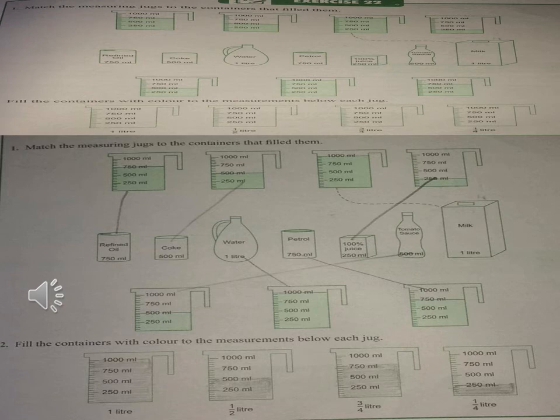Now second sum, you have to color the containers to show the measurement. First is 1 liter, that we have to color up to 1000 ml. Half liter means up to 500 ml you have to color. 3/4 liter means 750 ml you have to color. 1/4 liter means up to 250 ml you have to color the jug.